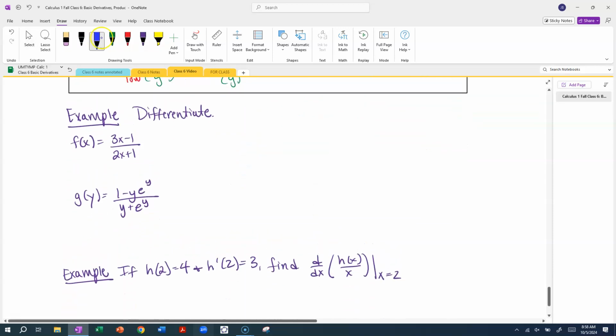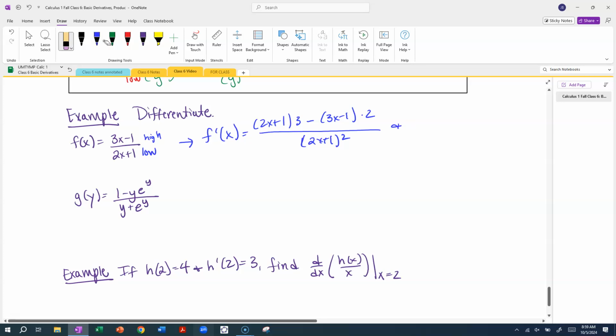So what I would say for this one is that this would be high and this is low. So then when I go to do the derivative, f prime, I would do low, 2x plus 1, d high, 3, minus high, 3x minus 1, d low, 2, all over low squared. So the 2x plus 1 all squared. And yes, you can simplify.